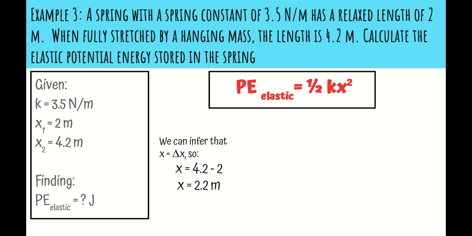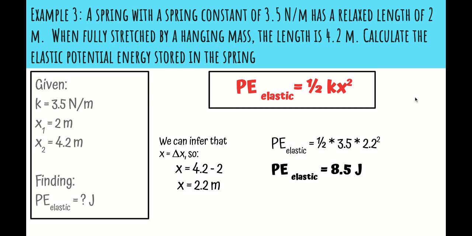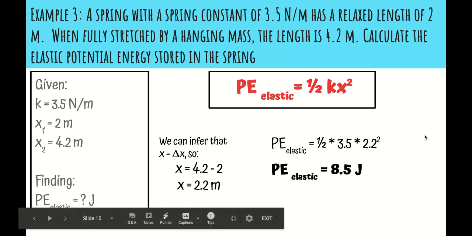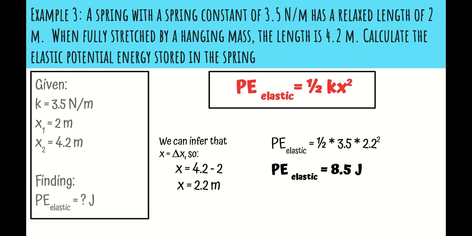So we are going to insert those into this formula. When we do that, we're going to have elastic potential energy equal to 1/2 times your spring constant times the amount of distance that it was deformed squared. And then you would solve for that to get 8.5 joules of potential energy.